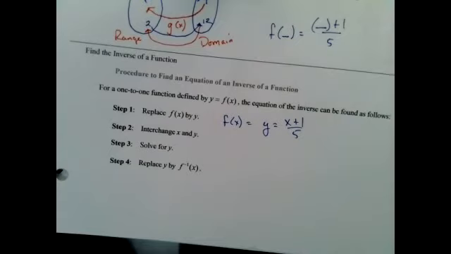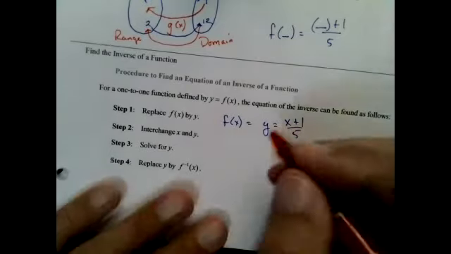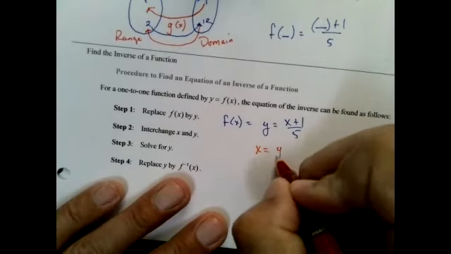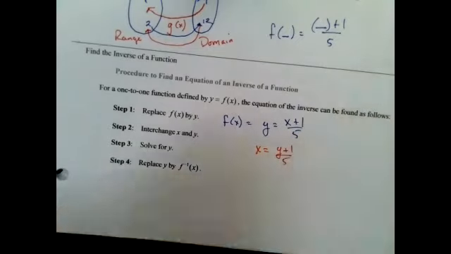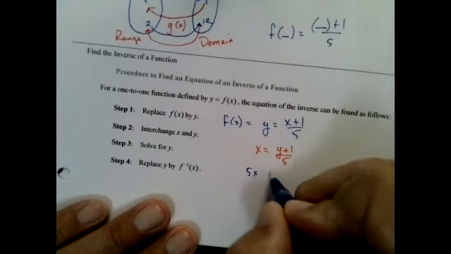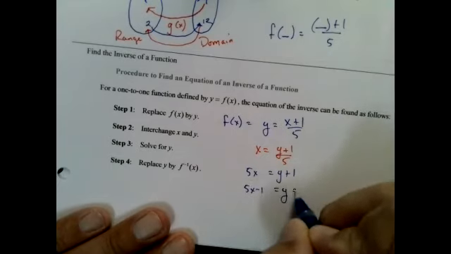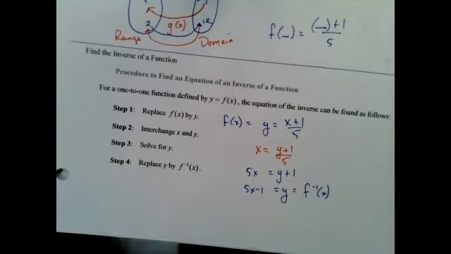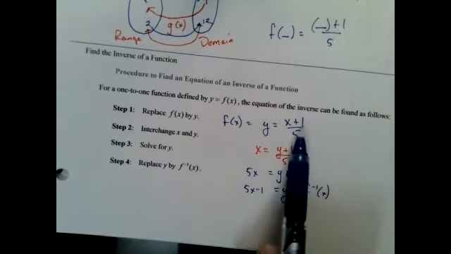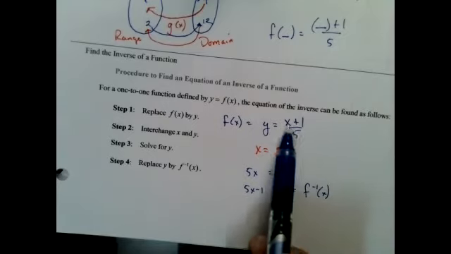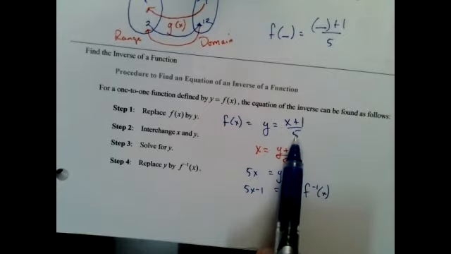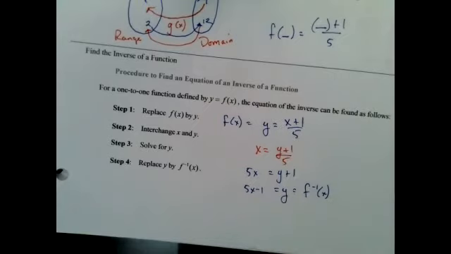And here's how I do it. I'm going to switch the x's and y's. x equals y plus 1 over 5. And then I'm going to solve for y. I'm going to multiply by 5. I'm going to subtract 1. And I now know that that's my inverse function. Right there it is. So if I came up here, put in the value 4, 4 plus 1 is 5, divided by 5 is 1. If I put in 1 here, pow, I get 4.